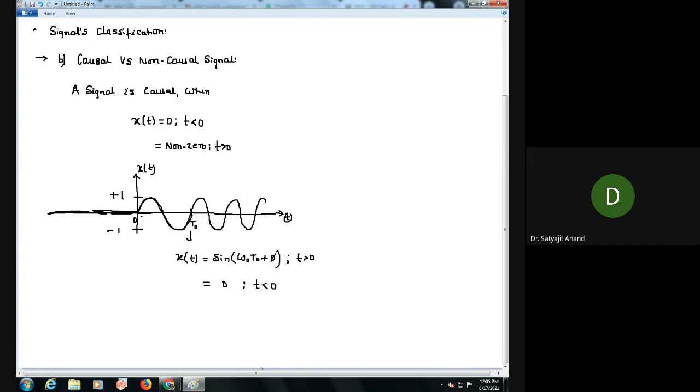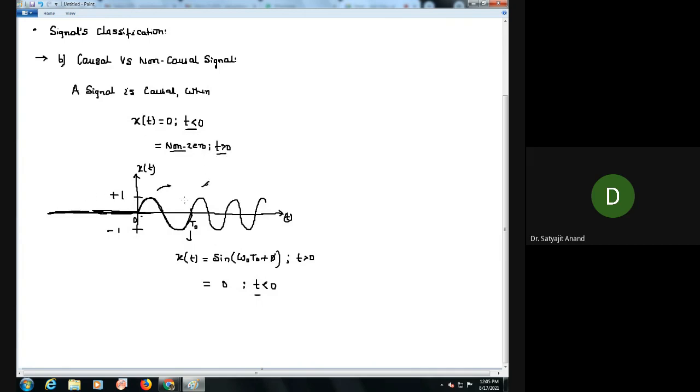Instead, we see 0 magnitude. So we say x(t) equal to 0 for time t less than 0. So this is your causal signal, Vanshika. Why is this causal? Because x(t) equals 0 for negative time and x(t) is non-zero for positive time. So this is your causal signal.